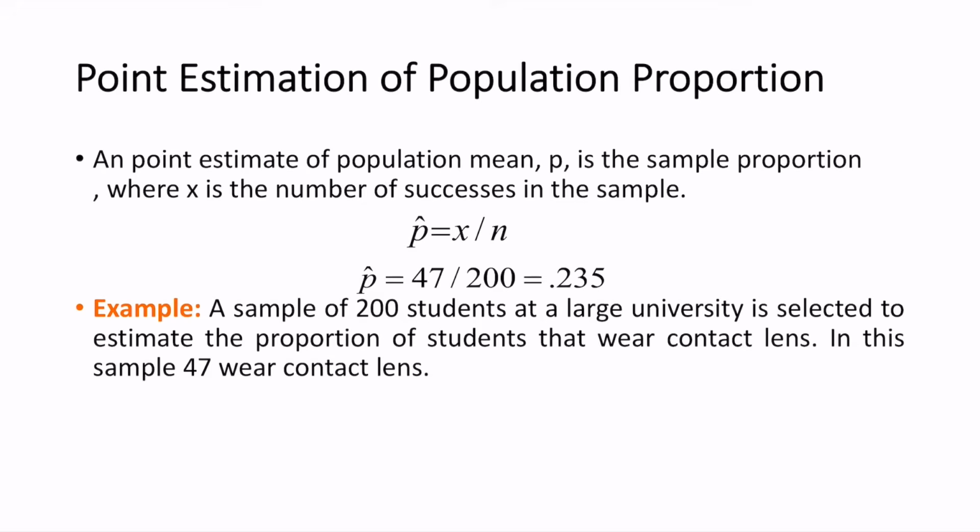Now for a point estimate for a population proportion P, P cap can be found as x by n. So the sample proportion is the estimator for the population proportion, which can be written as x by n, where x is the number of successes and n is the total number of trials.